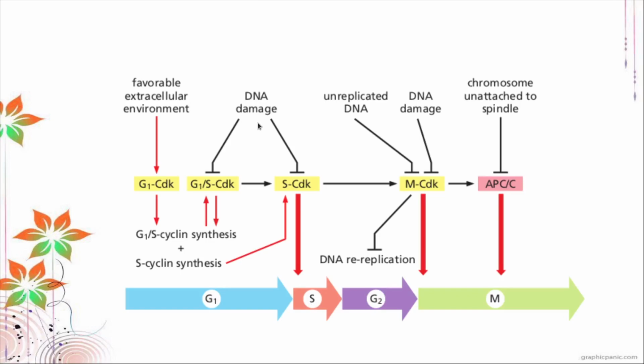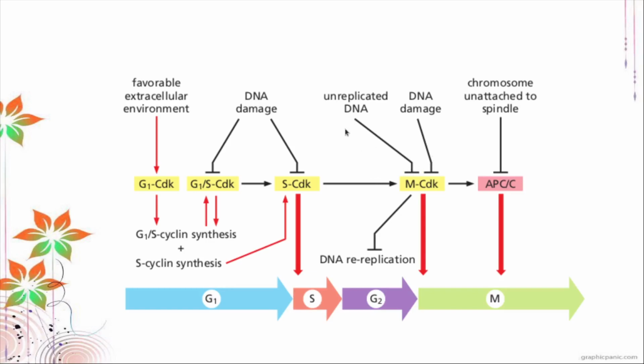Now, DNA damage is a signal that stops the G1/S CDK and the S-CDK switch, or basically I call it a switch, but it's actually a cascade of reactions. So if the favorable extracellular environment is the go, if it pushes the CDK to move forward, the DNA damage signal stops it. So it's a negative control of that one. So if this is a positive control, it's a negative control for the transition from G1 to S phase.